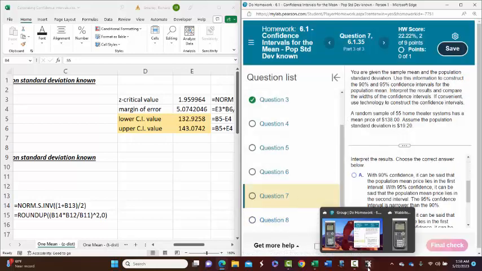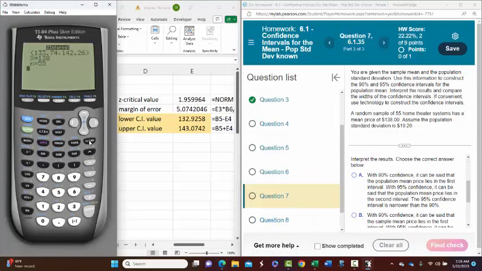And calculator. That'll be super easy also, because we'll go to test, Z interval, and the previous data should still be sitting in there, and it is. Just change the confidence level to 0.95. $132.93 to 143.07.